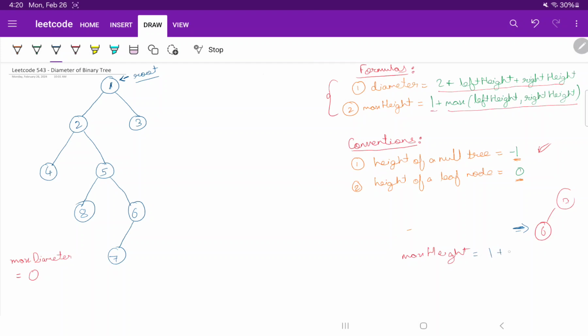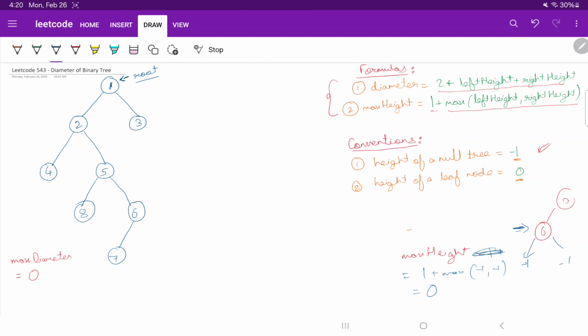Max height of this is 1 plus what is the left hand side height? It's -1, right? What is the right hand side height? -1. So the max height is calculated 1 plus max of -1, that gives us 0, right? So the max height of a leaf node is 0.